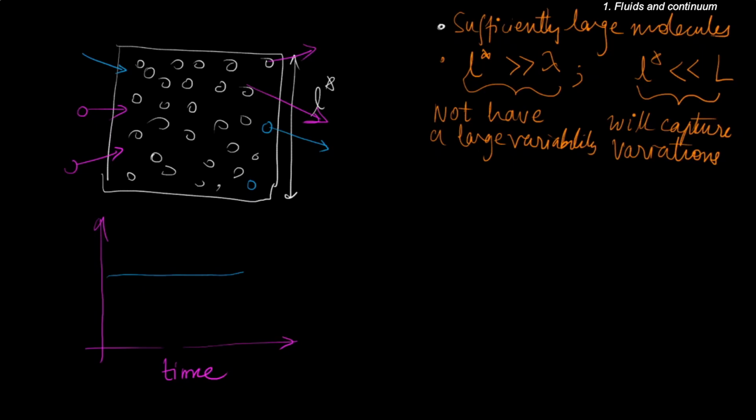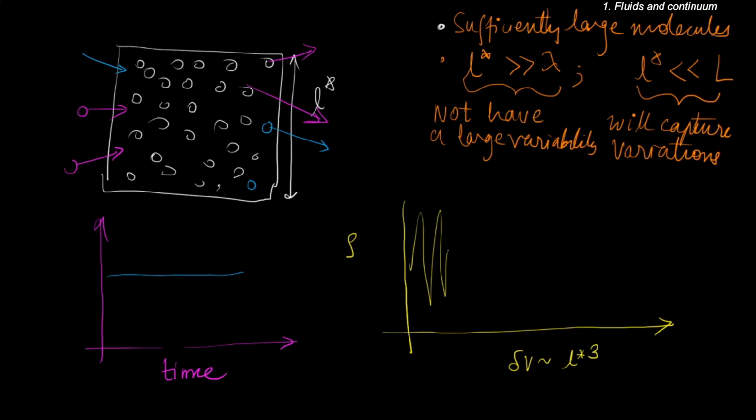So now, if we plot the measured density as a function of the volume of the interrogation cell, which is essentially delta V, will be something like L star cubed. For small volumes, there will be large local variations. For very large volumes, there will be loss of local variations. So here there will be large fluctuations.